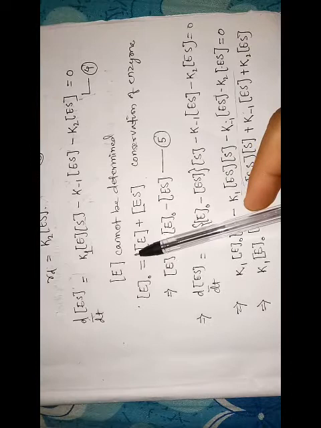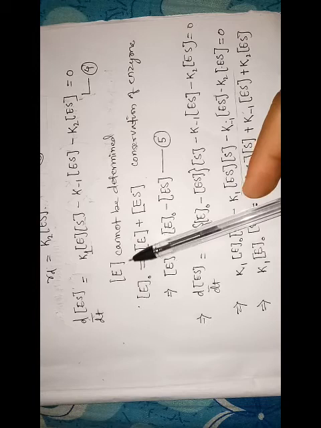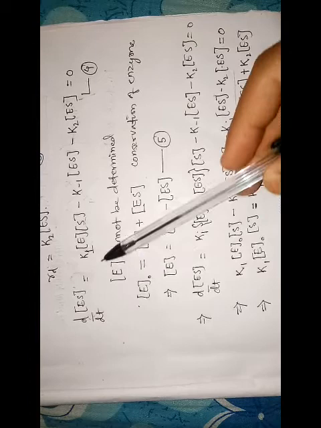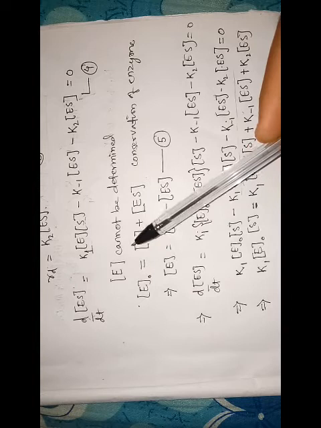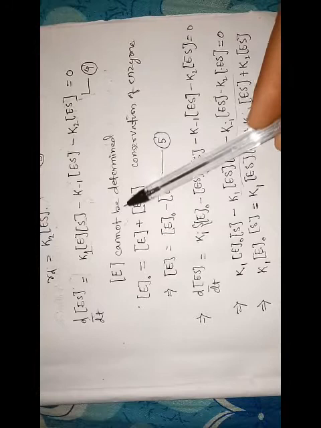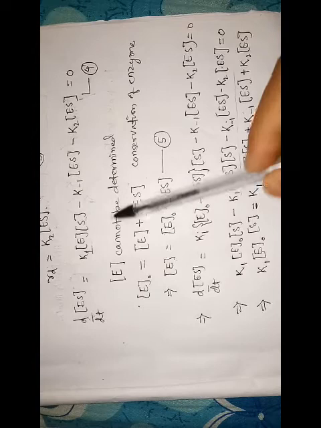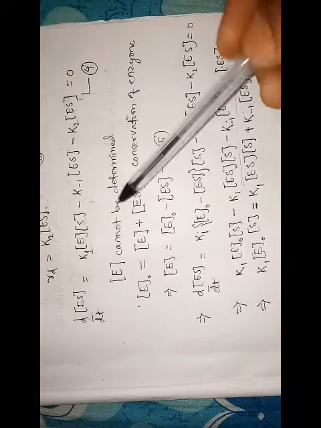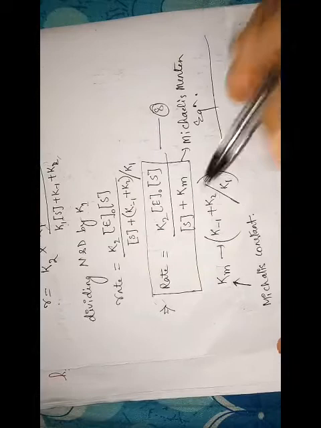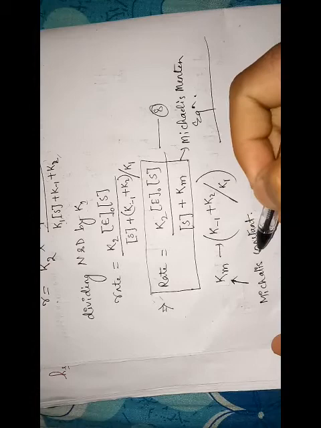So the equilibrium value for the concentration of this enzyme can be written as this one: E naught is equal to concentration of E plus concentration of ES. So this is nothing but the equilibrium equation of concentration of E in the overall reaction. So that is the Michaelis-Menten equation, as we have seen from equation number 8. Now this equation is the Michaelis-Menten equation, and Km is the Michaelis constant.